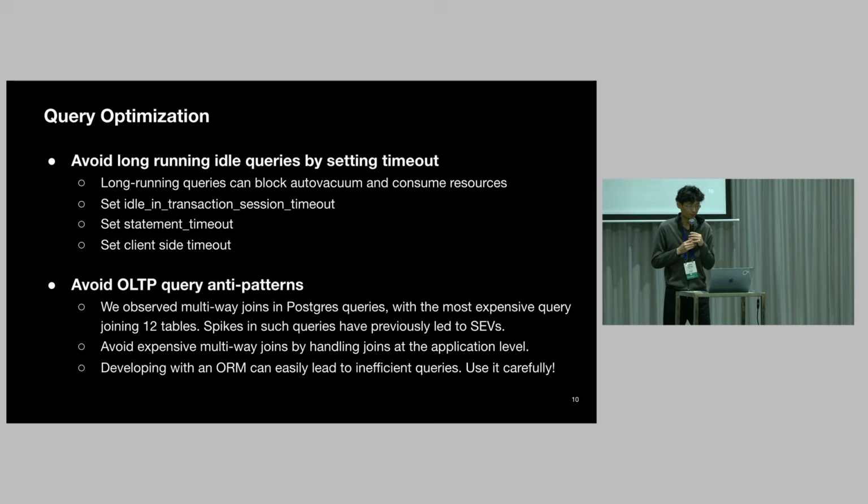Also, users mostly will not write raw queries on Postgres; in most cases they are using an ORM. But when using an ORM, it can easily lead to inefficient queries, because when you write the ORM code, you don't have an idea of what underlying SQL queries will be generated in Postgres. So it requires the user to use it very carefully and closely monitor the Postgres queries.